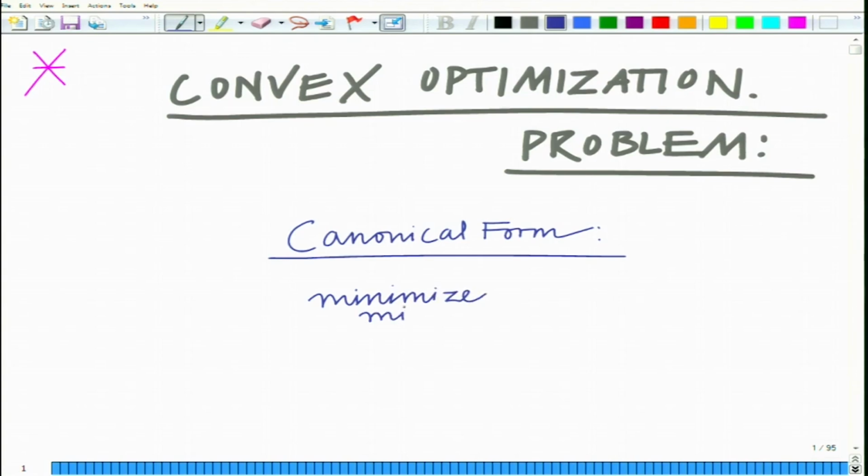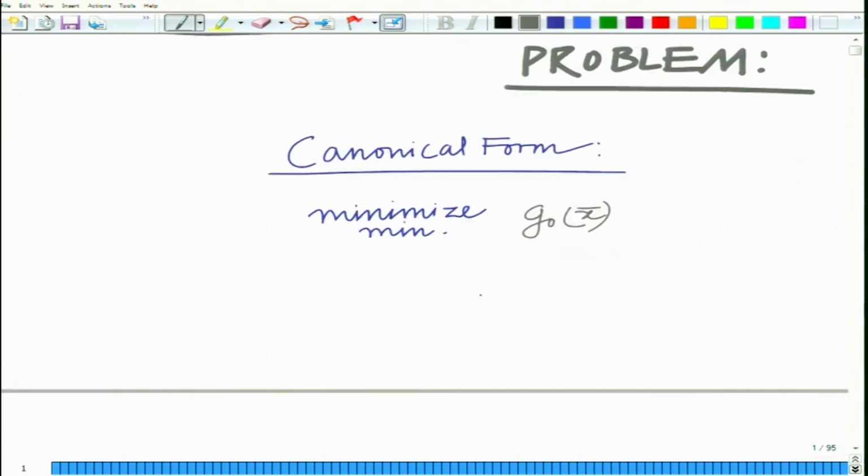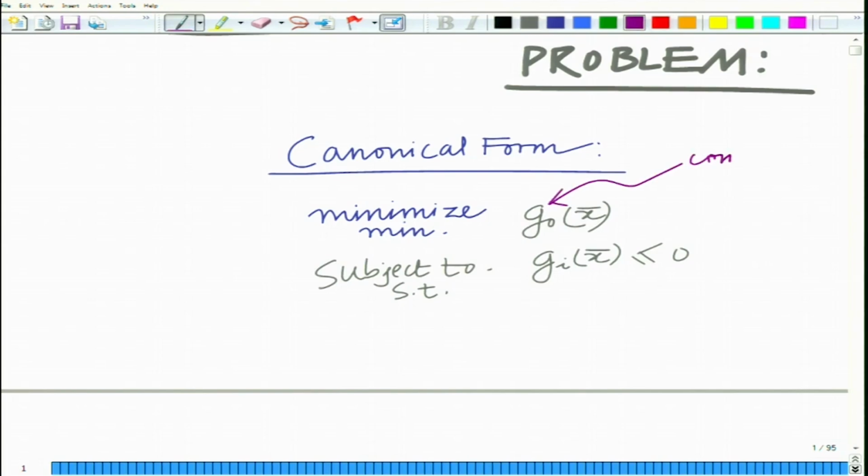or this can also sometimes be written as min. In fact, we will frequently simply write it as min, which means minimize an objective function. This can be an objective function of a vector or of a scalar. So g naught of x bar, subject to some constraints like we have seen so far, and these constraints can be g i of x bar less than or equal to 0. You can have any number of constraints. And now this objective function g naught has to be convex.